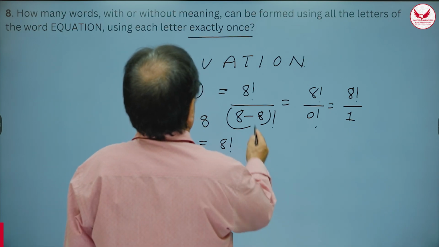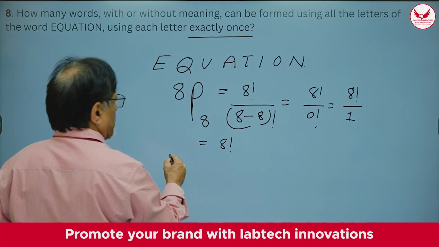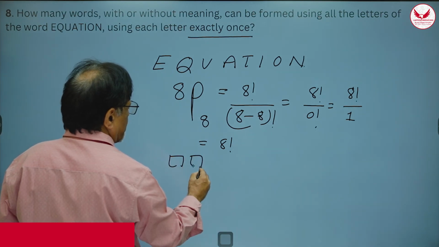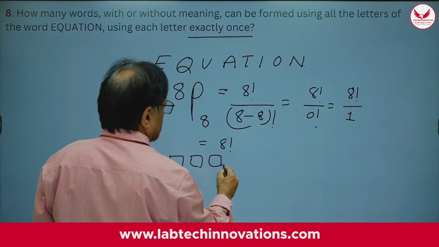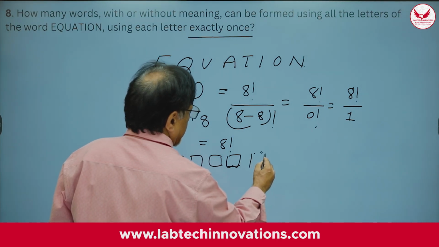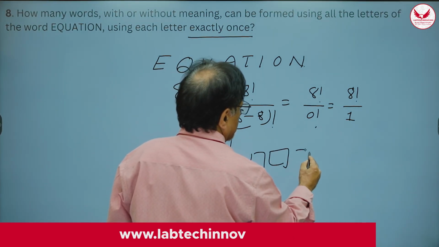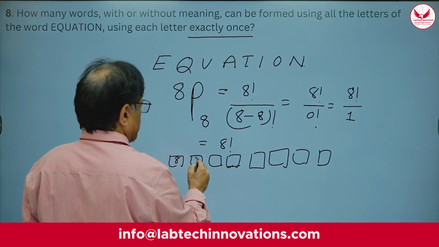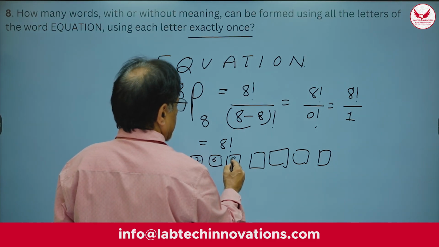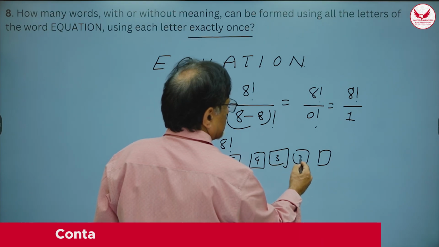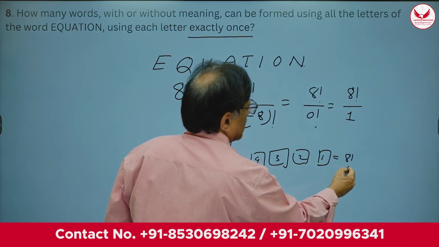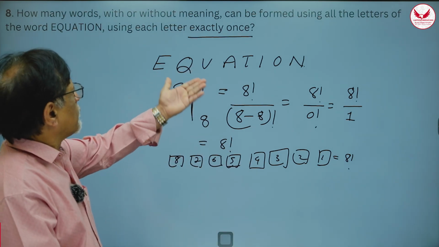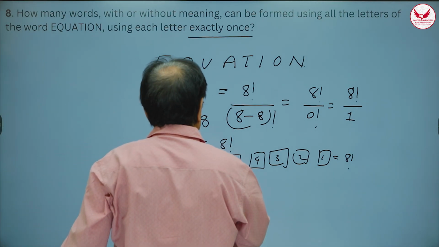Or if you want to use the multiplication principle without using 8P8, then there are 8 places to be filled: 1, 2, 3, 4, 5, 6, 7 and 8. The first place can be filled in 8 ways, then 7, 6, 5, 4, 3, 2, 1. This is exactly 8 factorial. So the answer doesn't change. You can do it by this method or by that method. It is one and the same thing.